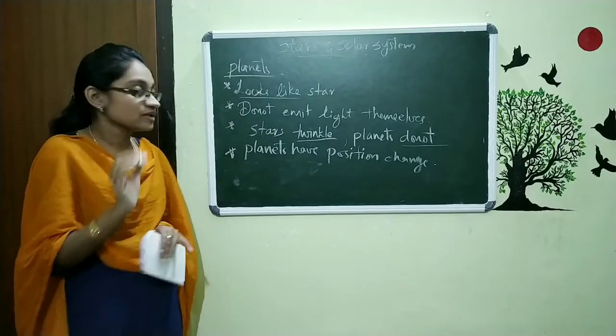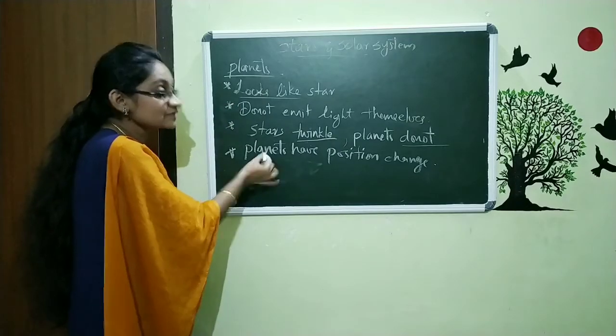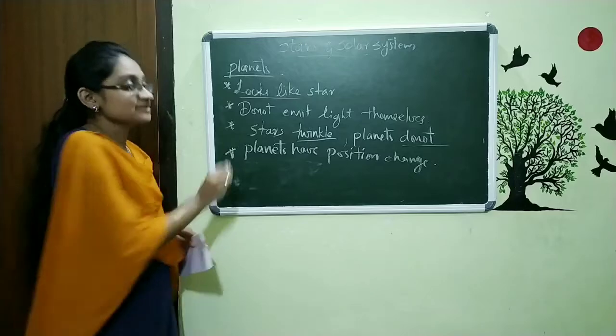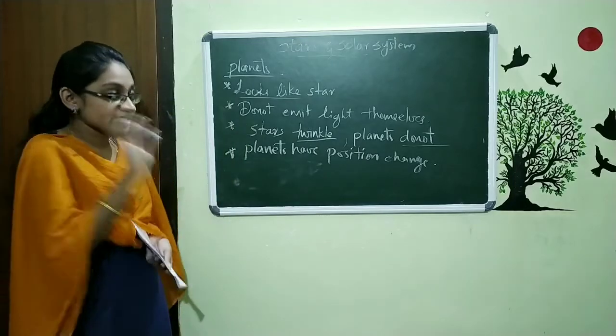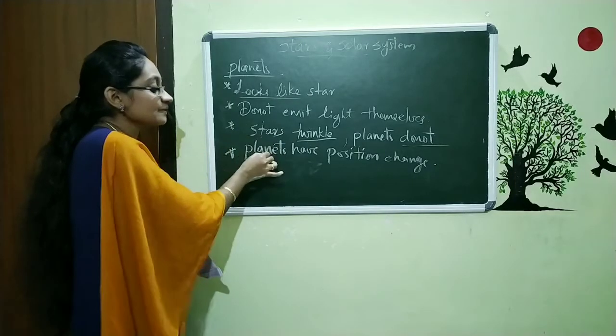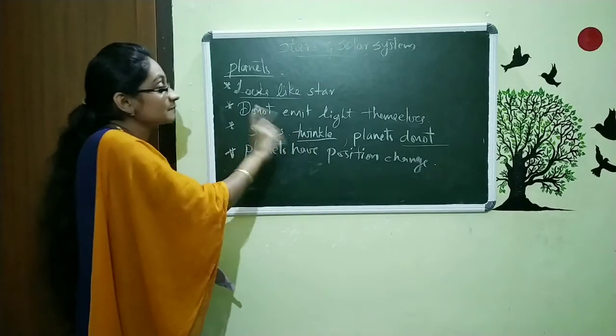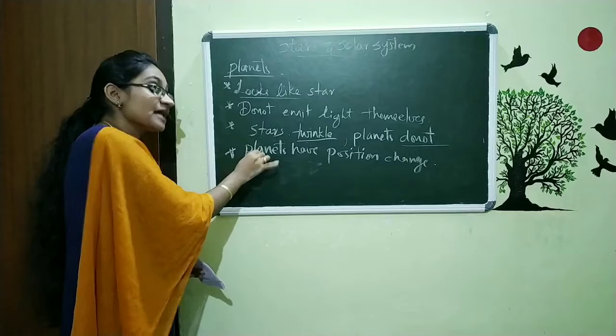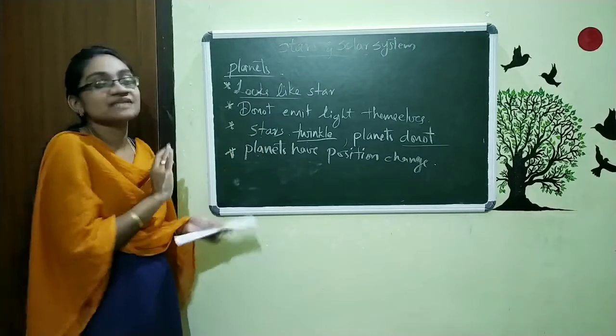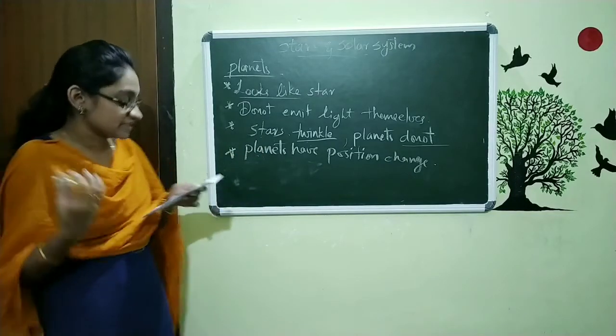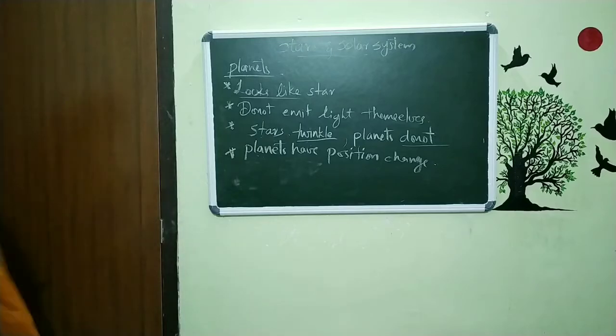But what about the planets? Planets are moving but the stars are not. This is the second difference between the stars and the planets. The first one is this: the stars twinkle but planets do not, and the planets have position change but the stars do not have any real position change. These are the things.